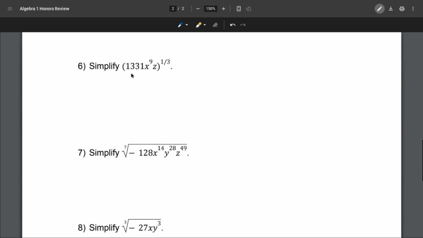All right, this next one we have 1,331x to the 9th z. That's all raised to the 1/3 power. The cube root of 1,331 is 11. Cube root of x to the 9th is x cubed. And then we have the cube root of z. So this is how I would put my answer here.